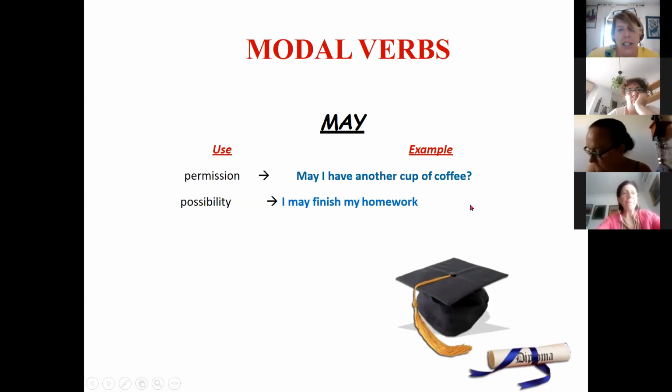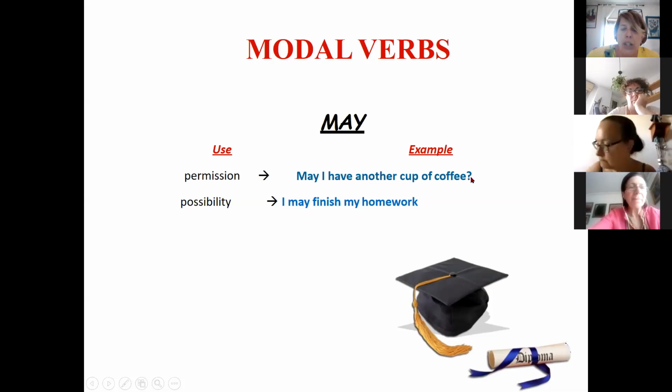Permission: may I have another cup of coffee? On possibility: I may finish my homework. What you can understand from this kind of presentation is that the use is the same. You use different verbs for the same use, because actually we found permission and possibility even for can and could. And this is true. You can use them in a different way. The differences are really very, very subtle.